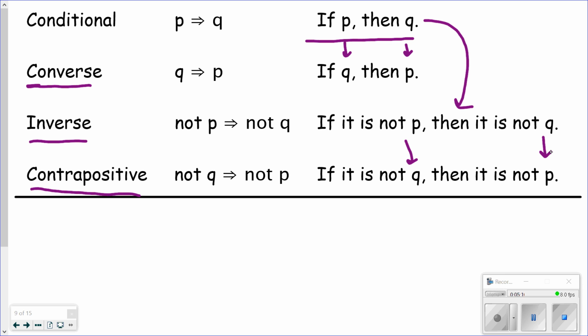Now you may be looking at this chart and saying, what the heck are you talking about? Once we start getting into some actual sentences, this will make complete sense. But I would write this down in your notes somewhere because you're going to have to be able to mix the P and Q statements around depending on if it's a conditional, converse, inverse, or contrapositive.